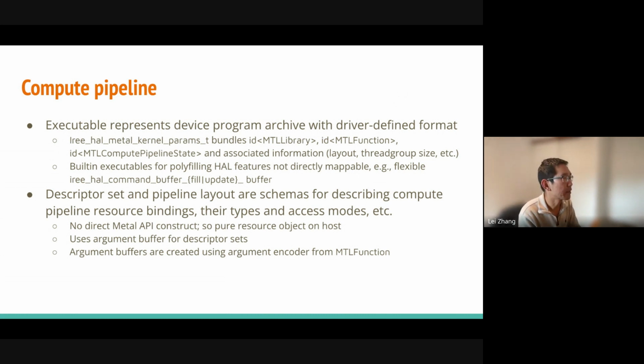Right now we also have some built-in executables for polyfilling some HAL features that are not directly mappable, like the IREE HAL command buffer fill and update buffer. This part is something I think we need to improve on the Metal side. The way it works right now, we have two ways pretty much. One is to directly embed the Metal Shading Language string into it. Another is to do offline compilation to compile the MSL source code into an MTLLibrary. That is actually the preferred way to go.